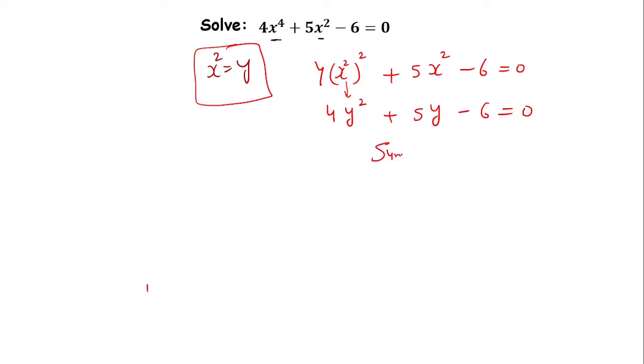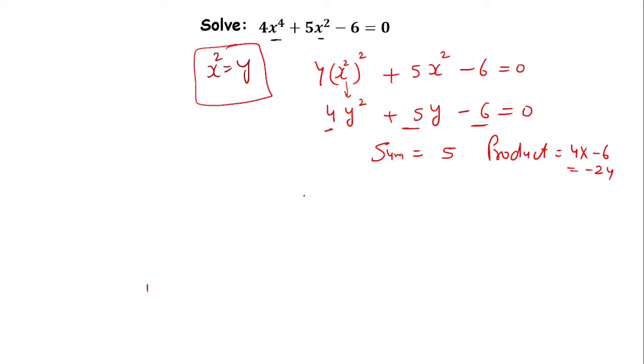Now, what should be the sum? Sum should be b. And what is b in this case? Positive 5. The product should be equal to a times c. A is 4, c is minus 6. So 4 times minus 6 is minus 24.